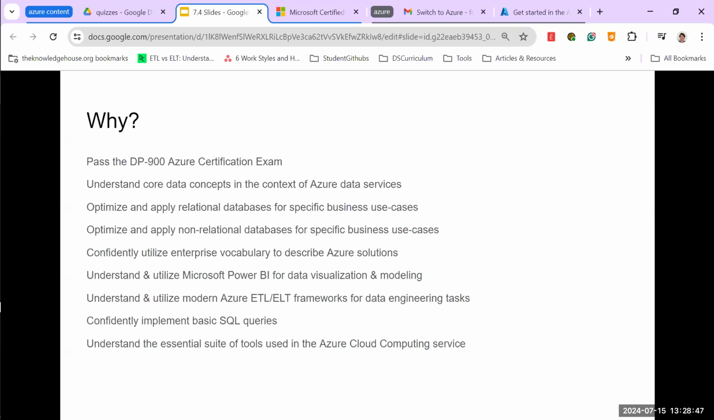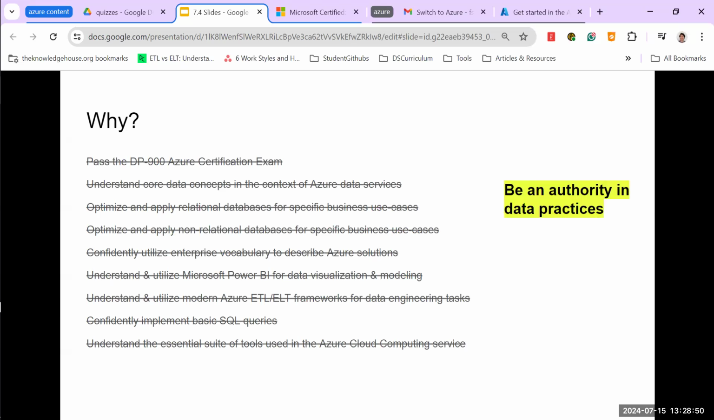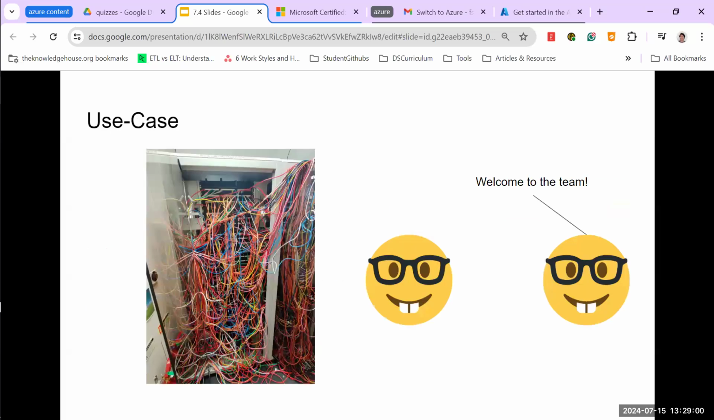Now, going into the details of the actual Azure course, I could just read off this slide and tell you that this is the purpose of the course. But really, I think if we were to just summarize it, I would state that the purpose of this is to be an authority in data practices. What exactly do I mean by that? Well, you'll have to humor me for just a second. If you ever find yourself in a job that has a very small team, or maybe their data solutions aren't set up yet, right? Maybe you're working for a nonprofit or an educational institution, and they really are not sure what they want to do exactly.